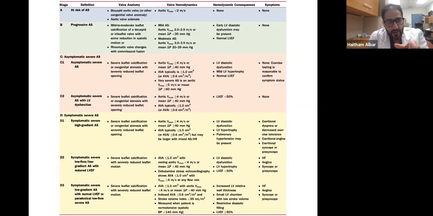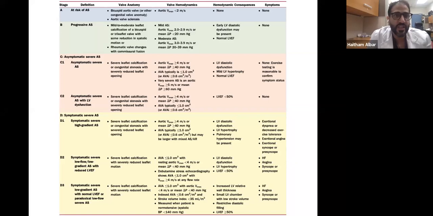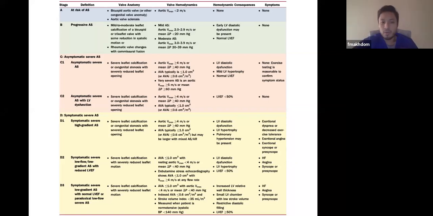Sorry, I was wrong when I said that about the paradoxical. No, it is a different scenario. The information I mentioned was wrong. This is the paradoxical low flow severe AS, usually seen with normal ejection fraction, but usually seen in a small lady with hypertension and severe aortic stenosis, or with aortic stenosis obviously, but she will have a small hypertrophic ventricle and diastolic dysfunction.